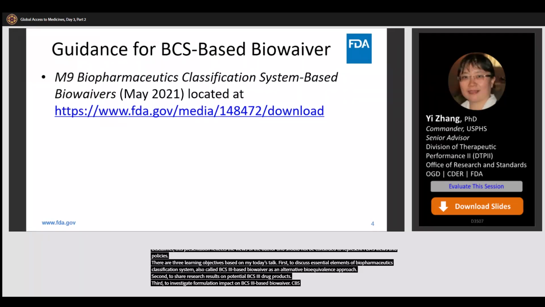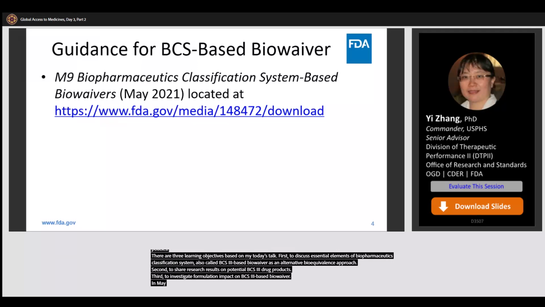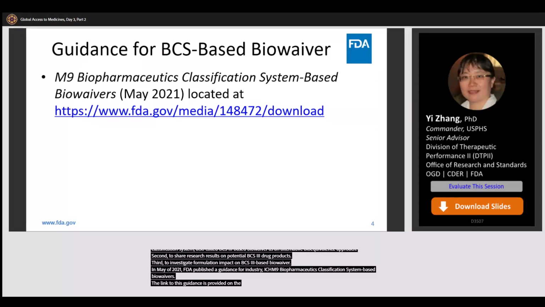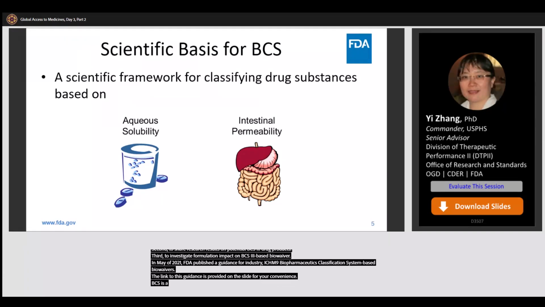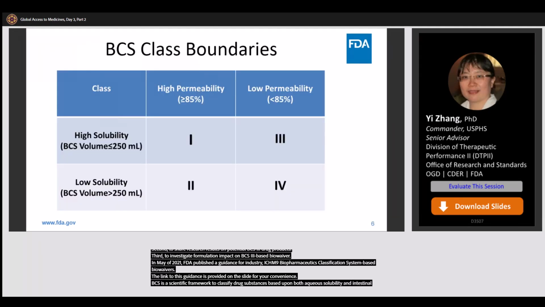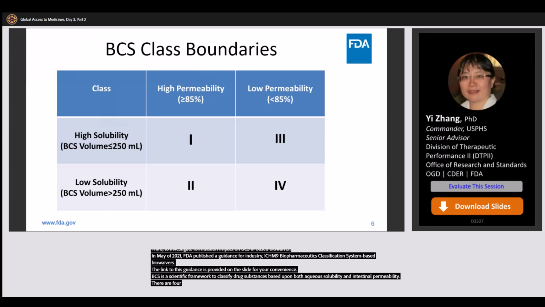In May of 2021, FDA published a guidance for industry, ICH-M9, on biopharmaceutics classification system-based biowaivers. The link to this guidance is provided on this slide for your convenience. BCS is a scientific framework to classify drug substances based upon both aqueous solubility and intestinal permeability. There are four classes of BCS drug substances: 1, 2, 3, and 4, based upon solubility and permeability. As shown in this table, it has clearly delimited the class boundaries.